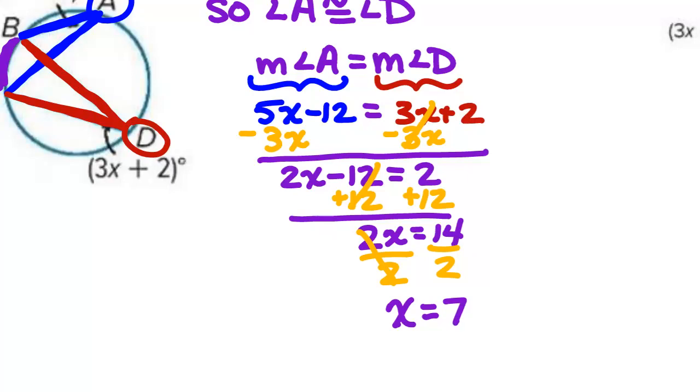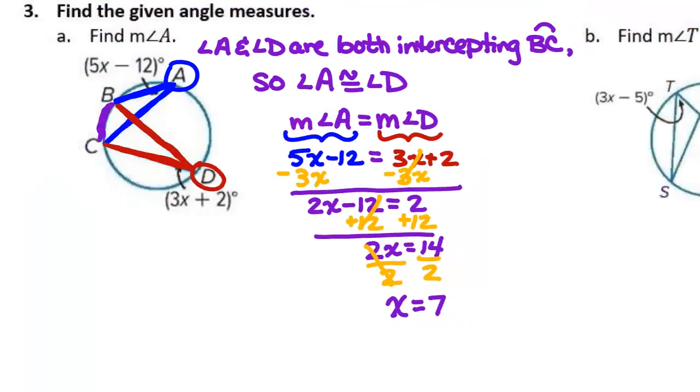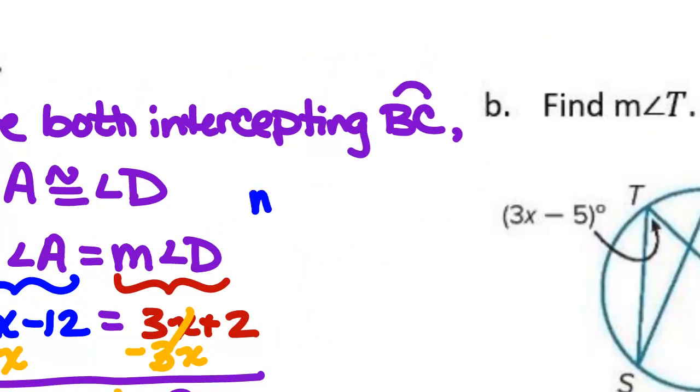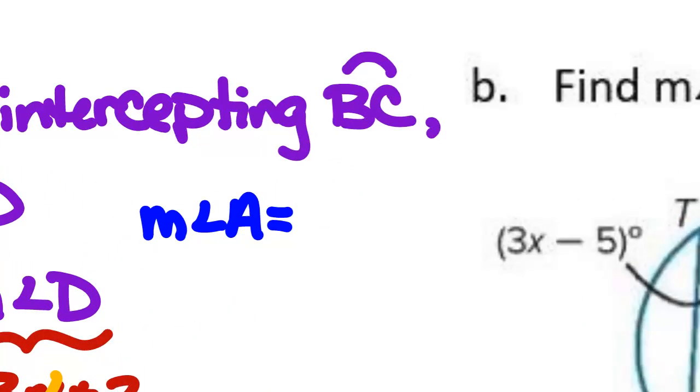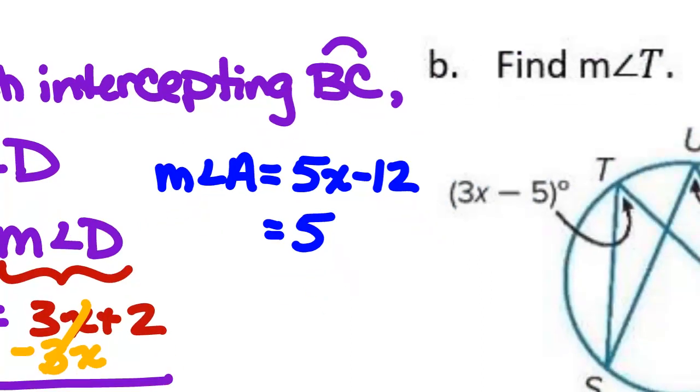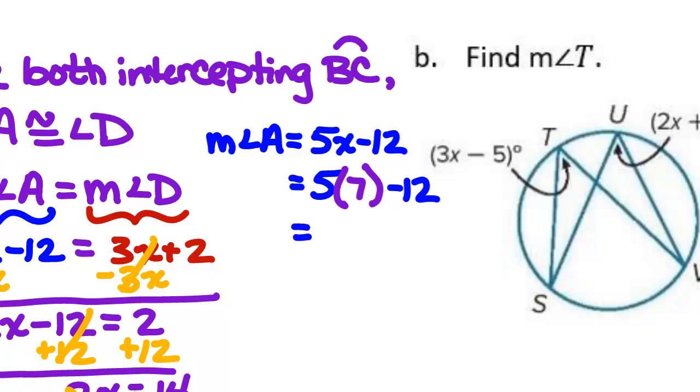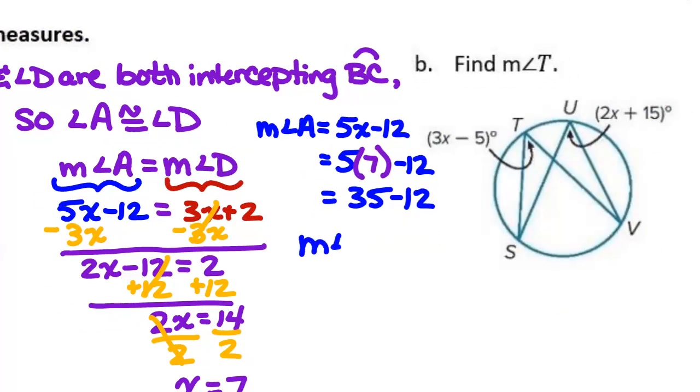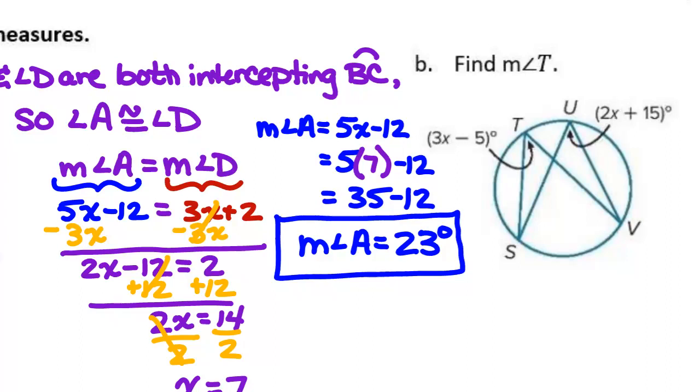Am I done with this problem? What did they want me to do? Find the measurement of angle A. Well, the measurement of angle A is how big? 5x minus 12. And we just figured out that x is 7, so we're going to put 7 in the place of x. So 5 times 7 minus 12. What is 5 times 7? 35. So I have 35 minus 12. And 35 minus 12 would give me what? 23. So the measurement of angle A is 23 degrees.